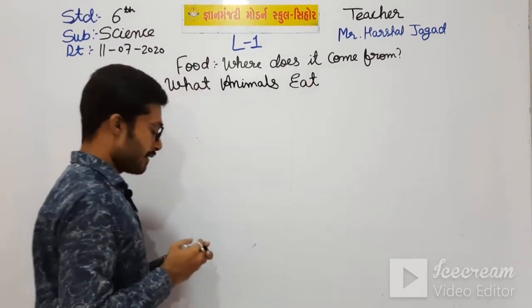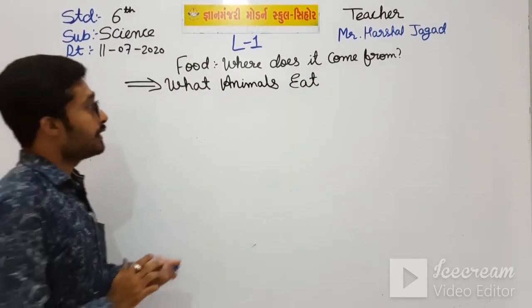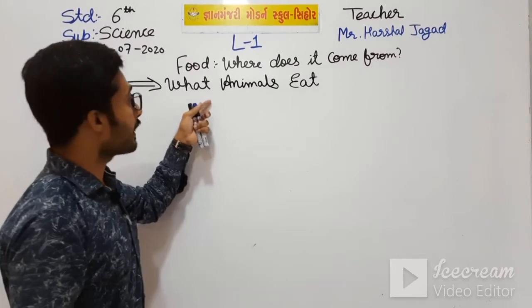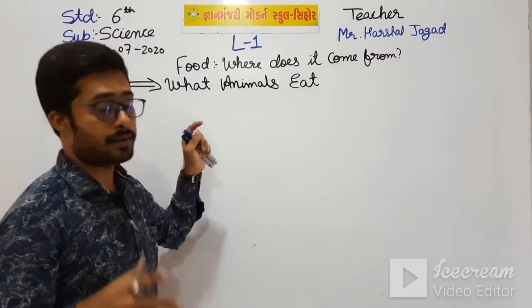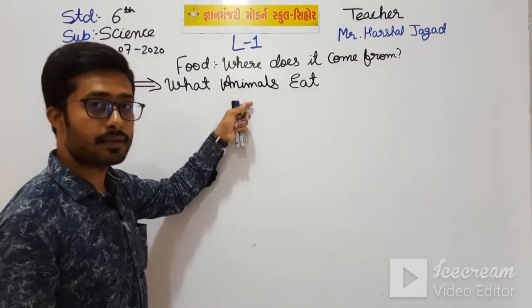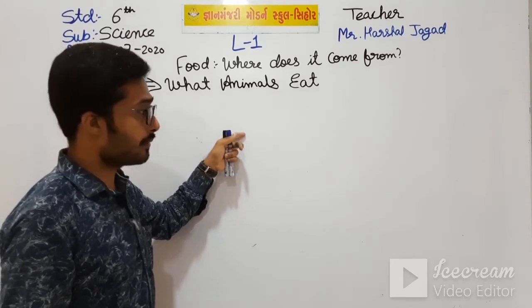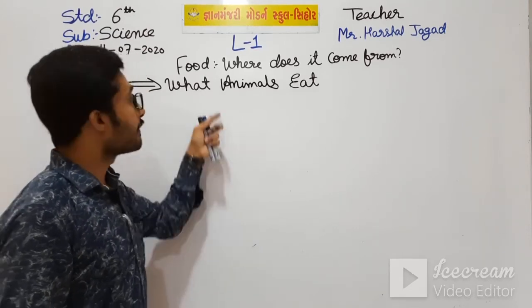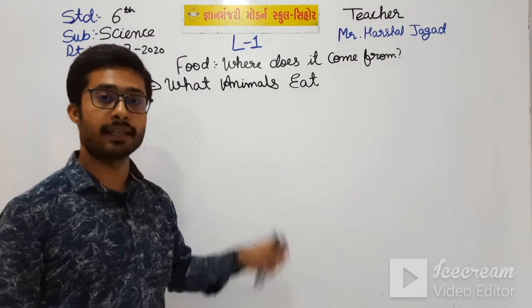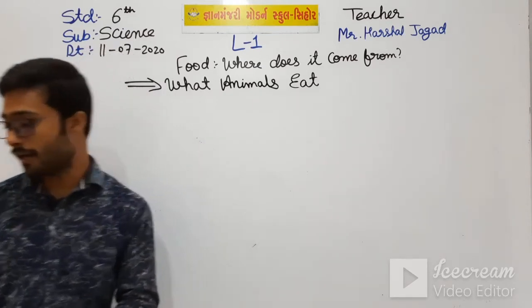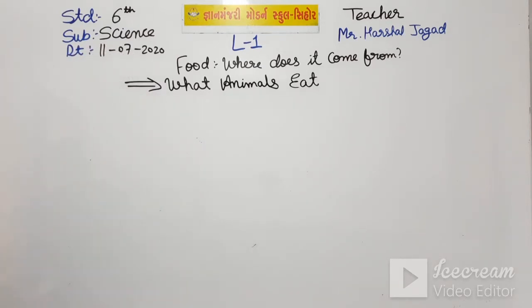In your textbook, this topic is divided into five parts: first herbivorous animals, then carnivorous animals, then omnivorous animals. Those three we have seen. Now we will start the fourth one.